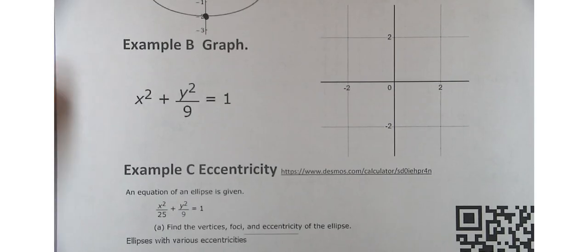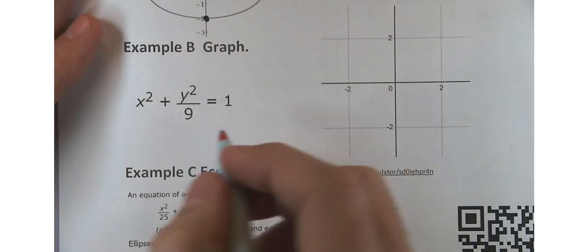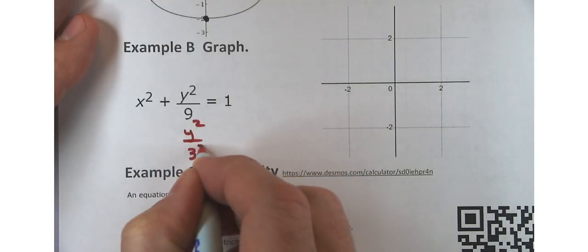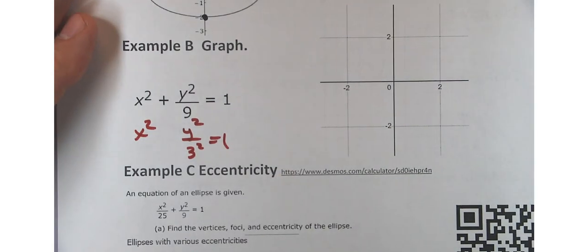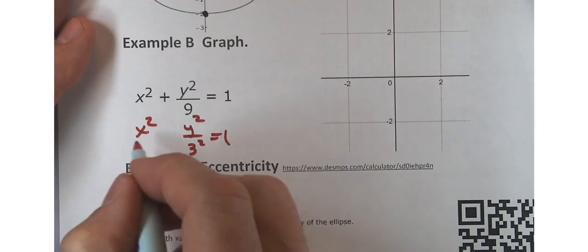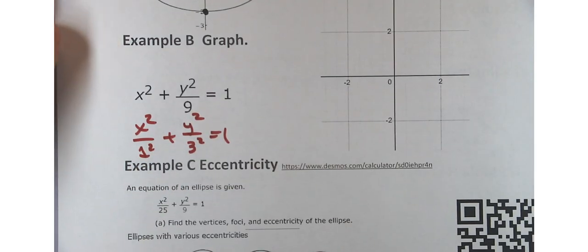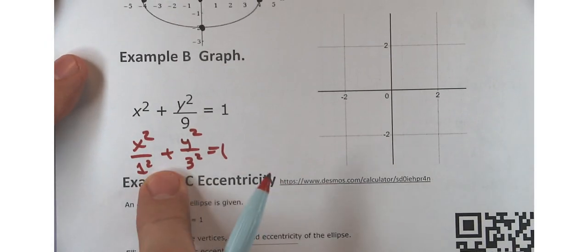Now right away you're like, okay, I'm going to use the lessons from example A to work on example B, and that's great. We can write this as, say, y squared over 3 squared. But what am I going to do about the x squared term? 1 squared. Yeah, we'll think of it as 1 squared. So see if you can't use this and graph it here.